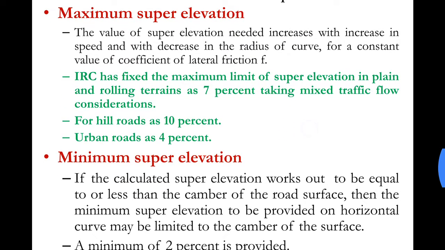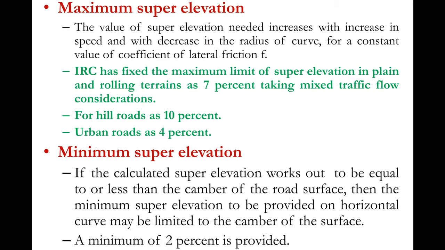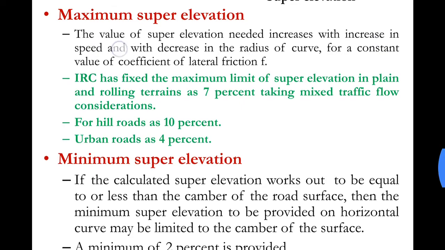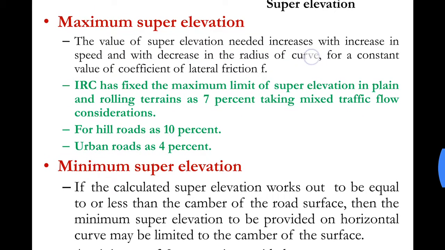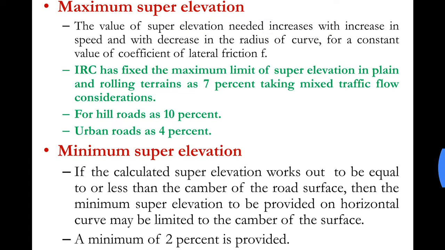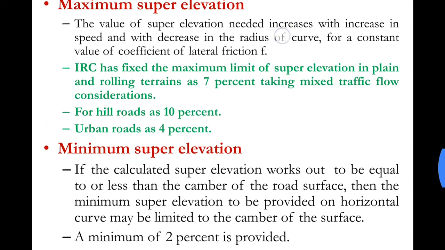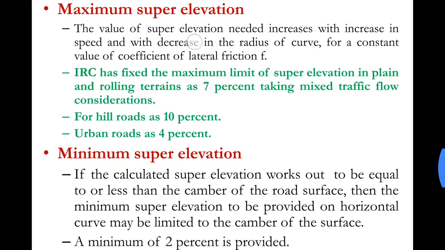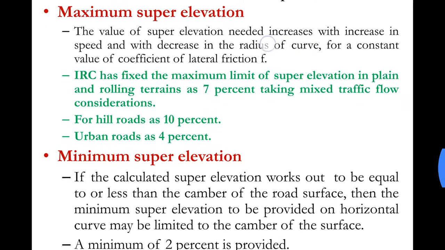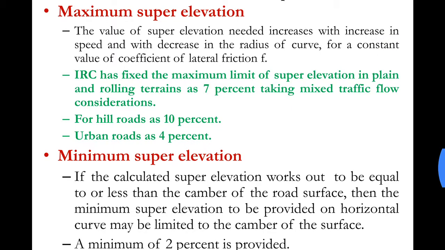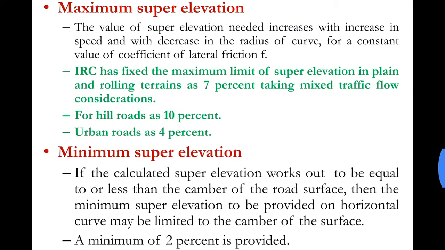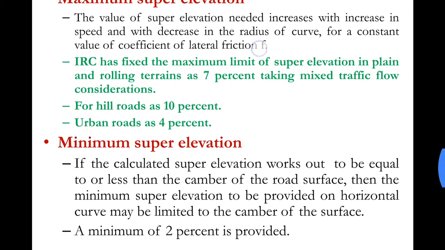Next, maximum super elevation. What is the maximum super elevation that we can provide? The value of super elevation needed increases with the increase in the speed and with decrease of the radius of curve. This we already know. If the speed increases, then the value of super elevation would be high, and if the radius of the curve increases, then it would be less, since the road would become more straight for a higher radius. This is for a constant value of coefficient of lateral friction, when the coefficient of friction F is constant.